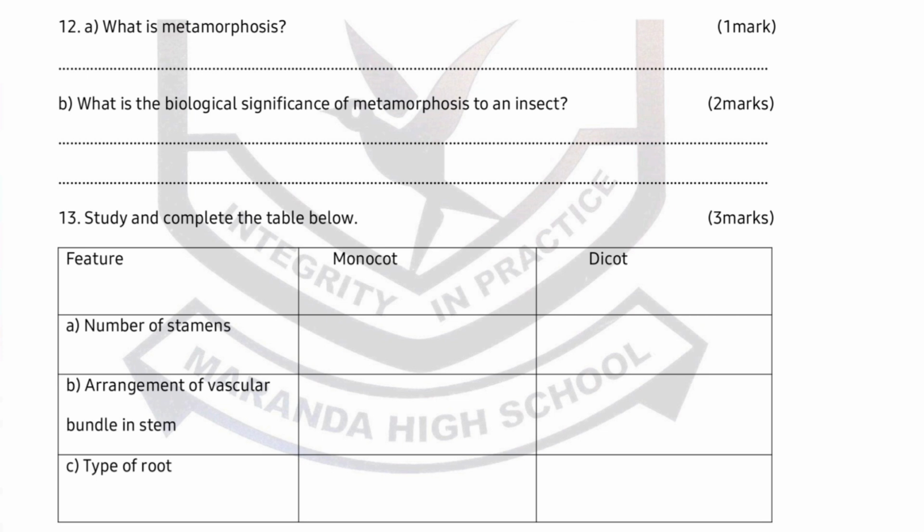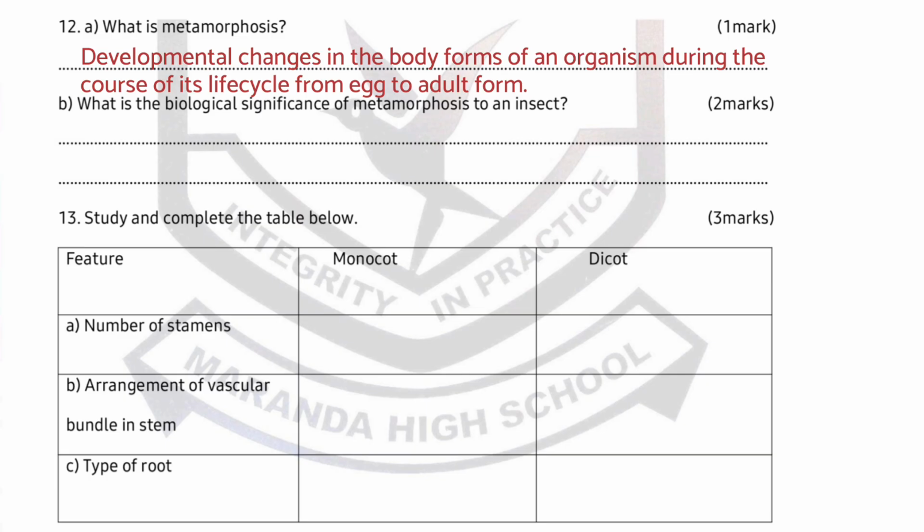Question number 12a. What is metamorphosis? So these are developmental changes that occur in the bodies of arthropods, okay, over the course of their life cycle, from an egg to an adult form. B. What is the biological significance of metamorphosis to an insect? Now, metamorphosis is very important. Okay, I'm going to give an example.